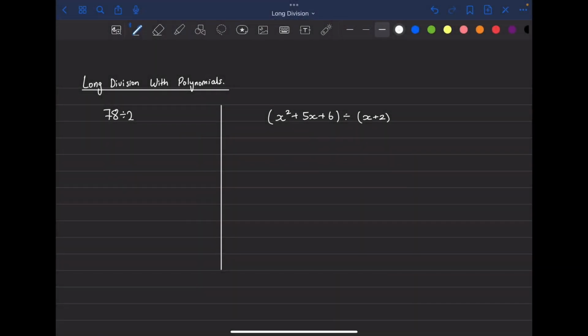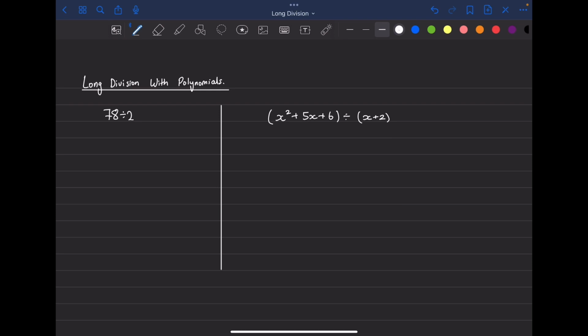Hey, so this class we're going to go over how to perform long division with polynomials. Basically, polynomials are kind of like algebraic expressions with not just numbers. So you have x's and potentially other variables, but those are more complicated. But yeah, as a starter for the first example, instead of jumping straight into it, let's do a comparison first.